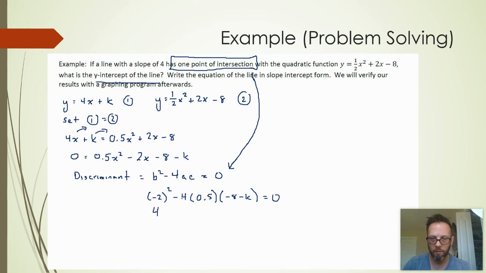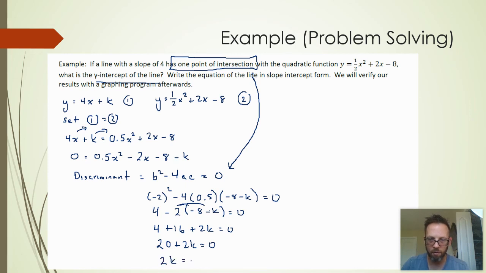So 4 times 0.5, that's minus 2. And then we have minus 8 minus k. I mean, there's so many ways to solve this one. I'm just going to distribute the minus 2. So minus 2 times 8, minus 2 times negative k. So that's plus 16, plus 2k. We get 20 plus 2k equals 0. This is good, guys. 2k equals negative 20.